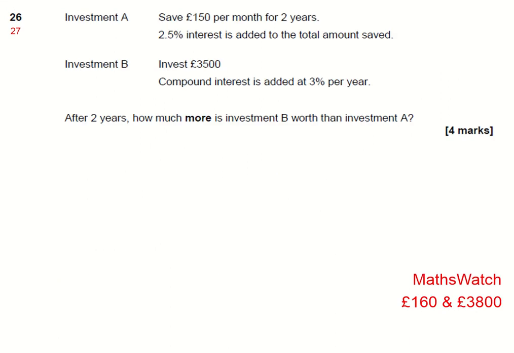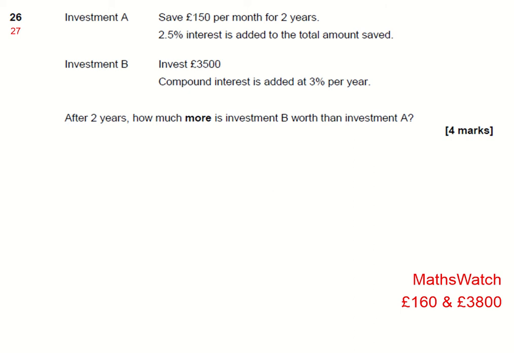Question 26. Investment A is where you save £150 per month for 2 years. 2.5% interest is added to the total amount saved. For investment B, we invest £3,500 and compound interest is added at 3% per year. After 2 years, how much more is investment B worth than investment A?